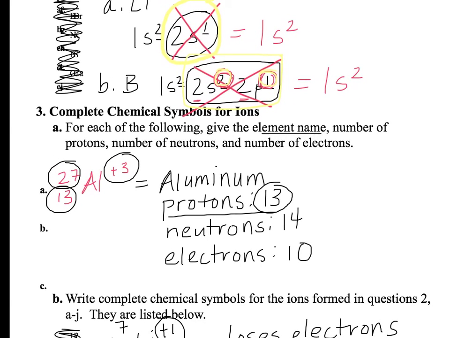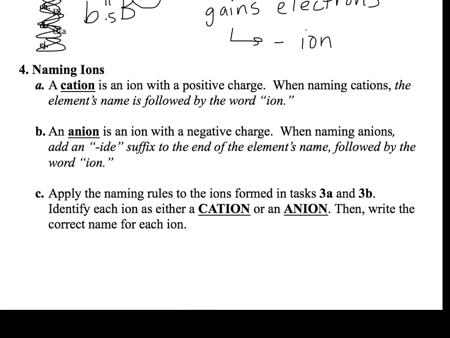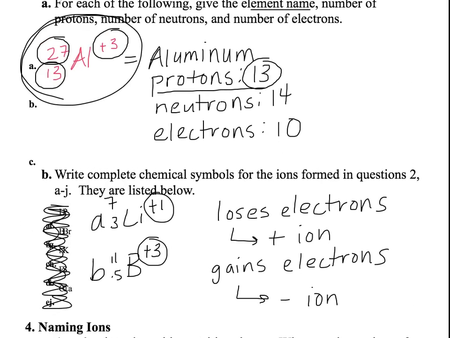So aluminum is a positive ion or a cation. And it says for a cation again, we name it with the element's name followed by the word ion. So for aluminum, we're going to write aluminum ion. That's the name of it. If you want to list them all below here, like I am, that's fine. Otherwise, if you want to go back to that section, so go right back to 3A and put the name aluminum ion by that ion, that would be great.